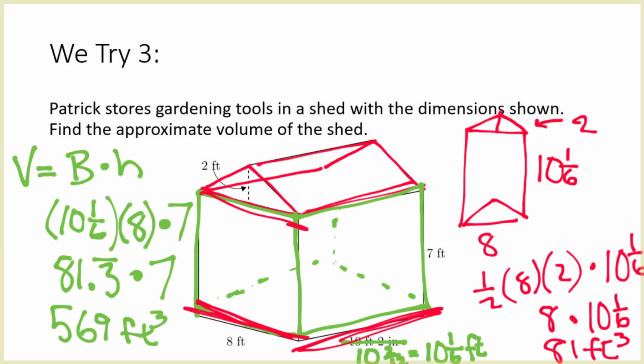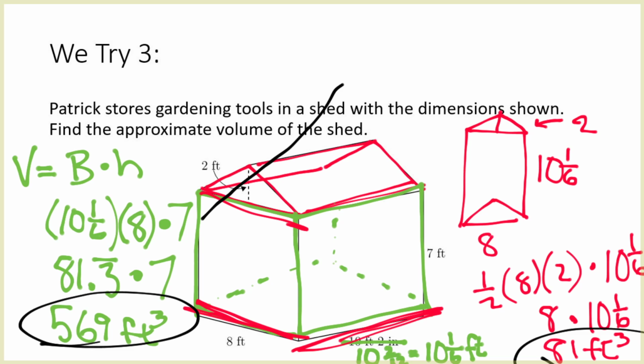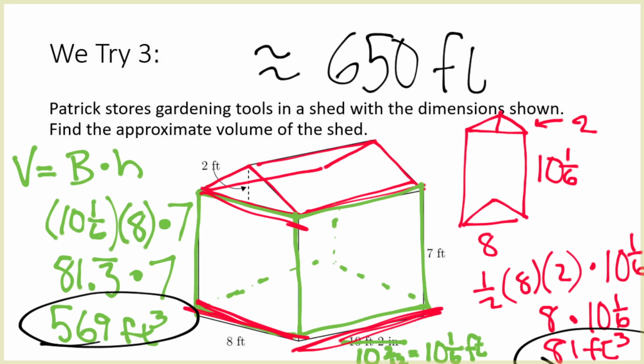And let's add the two volumes together. So 569 plus 81 rounds to about 650 cubic feet once I add those together.